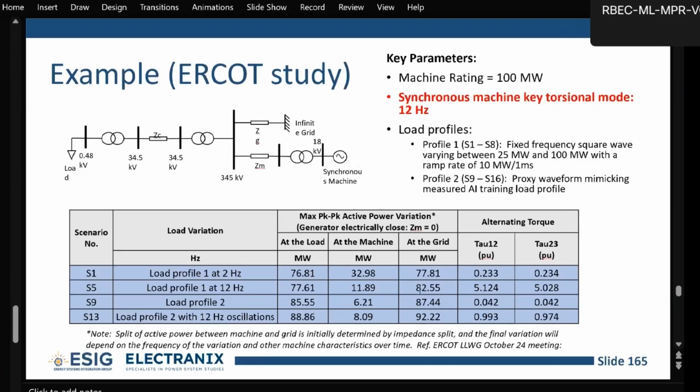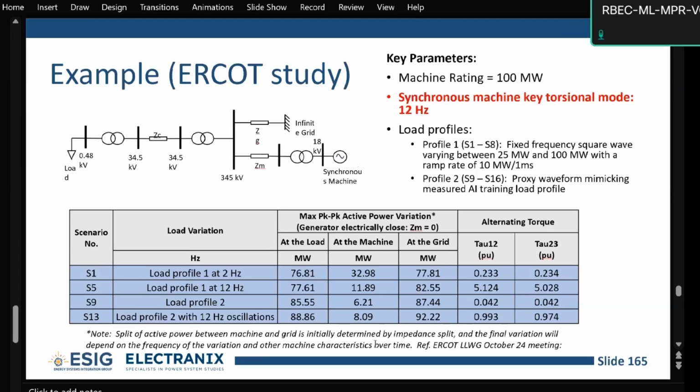So we can do 2 hertz, which would be an off, or we could do 1.5 hertz, which is the machine mode, or we could do 12 hertz, which is the torsional mode.